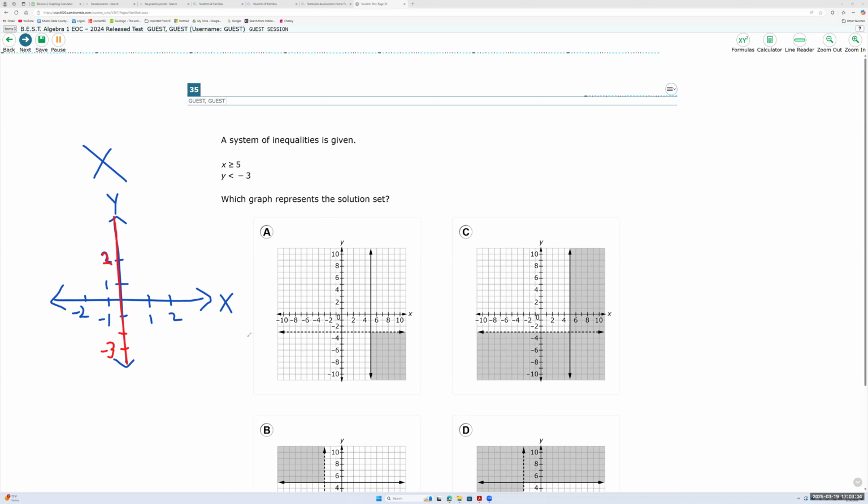So when X is greater than or equal to 5, this tells me it's a solid line. I'm going to throw a solid line when X is 5, right here. So A and C could be my answers, because the other ones don't have that line. So I can eliminate B and D already. Now let's look at the Y axis. It says that Y has to be less than -3, a dotted line because there's no equal sign.